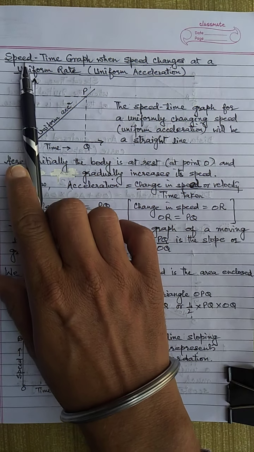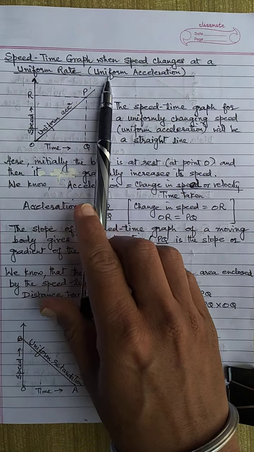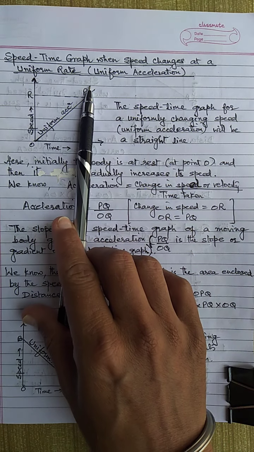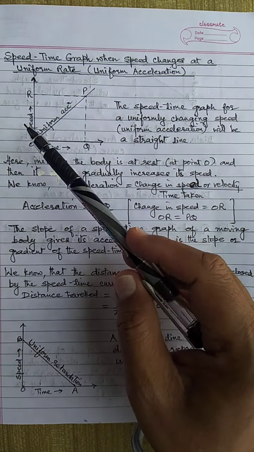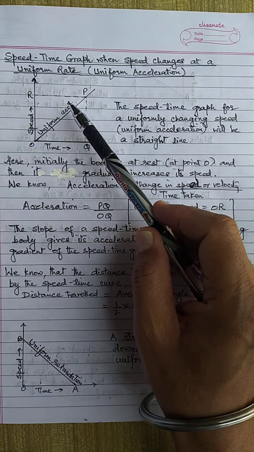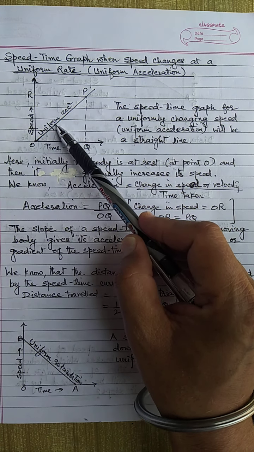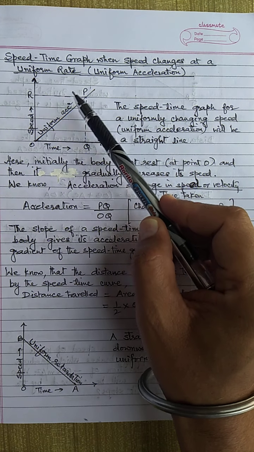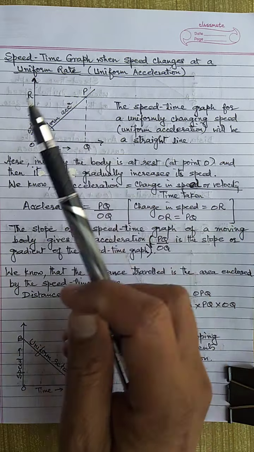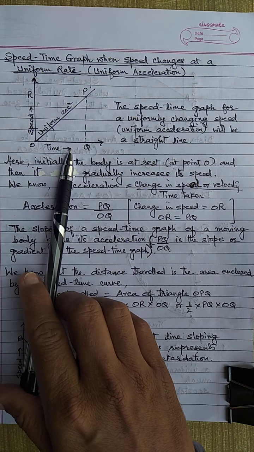Now we will see the speed time graph. The second graph is the speed time graph when the speed changes at a uniform rate, or uniform acceleration. Now this is the case where speed is increasing. This is the line, this is the curve. Speed is increasing with the gradual increase in time.